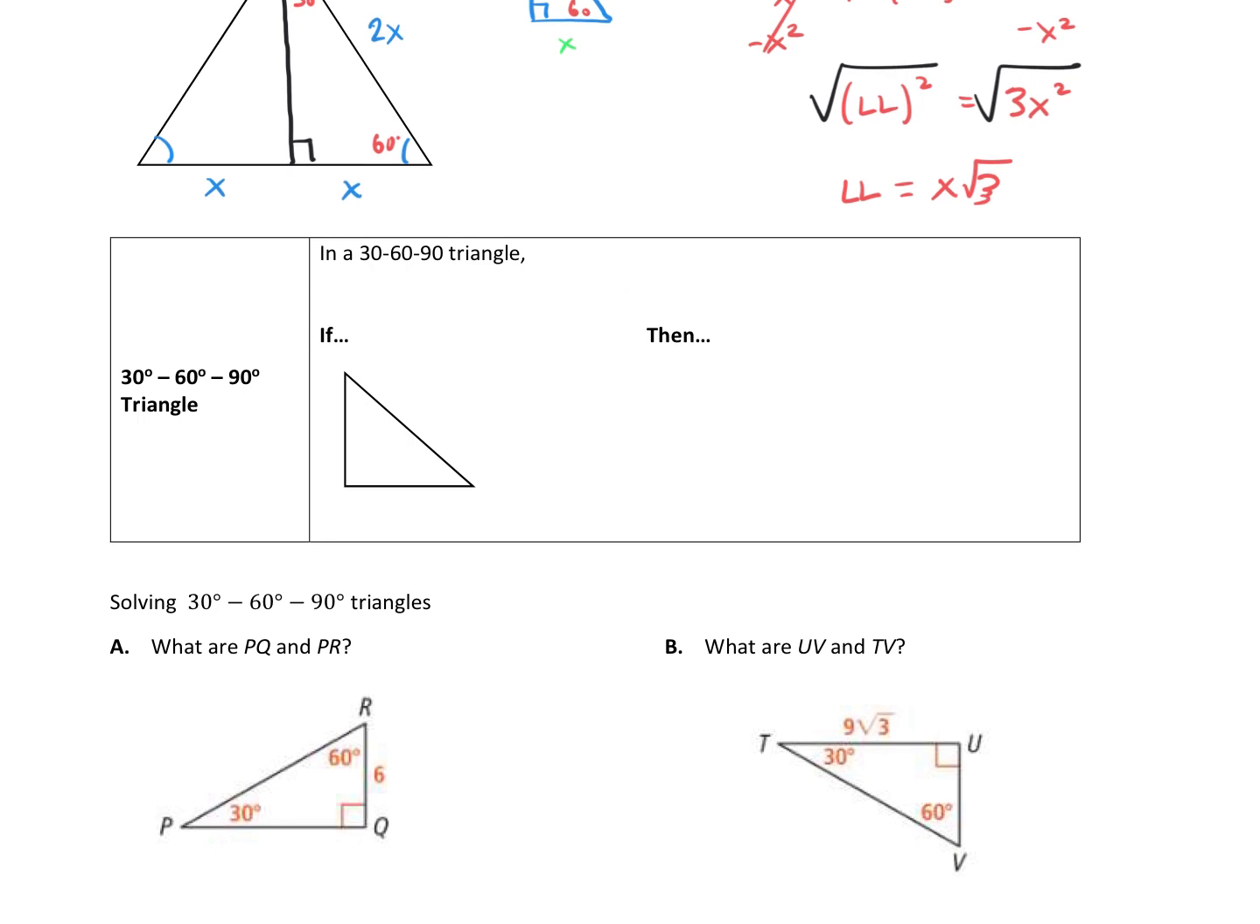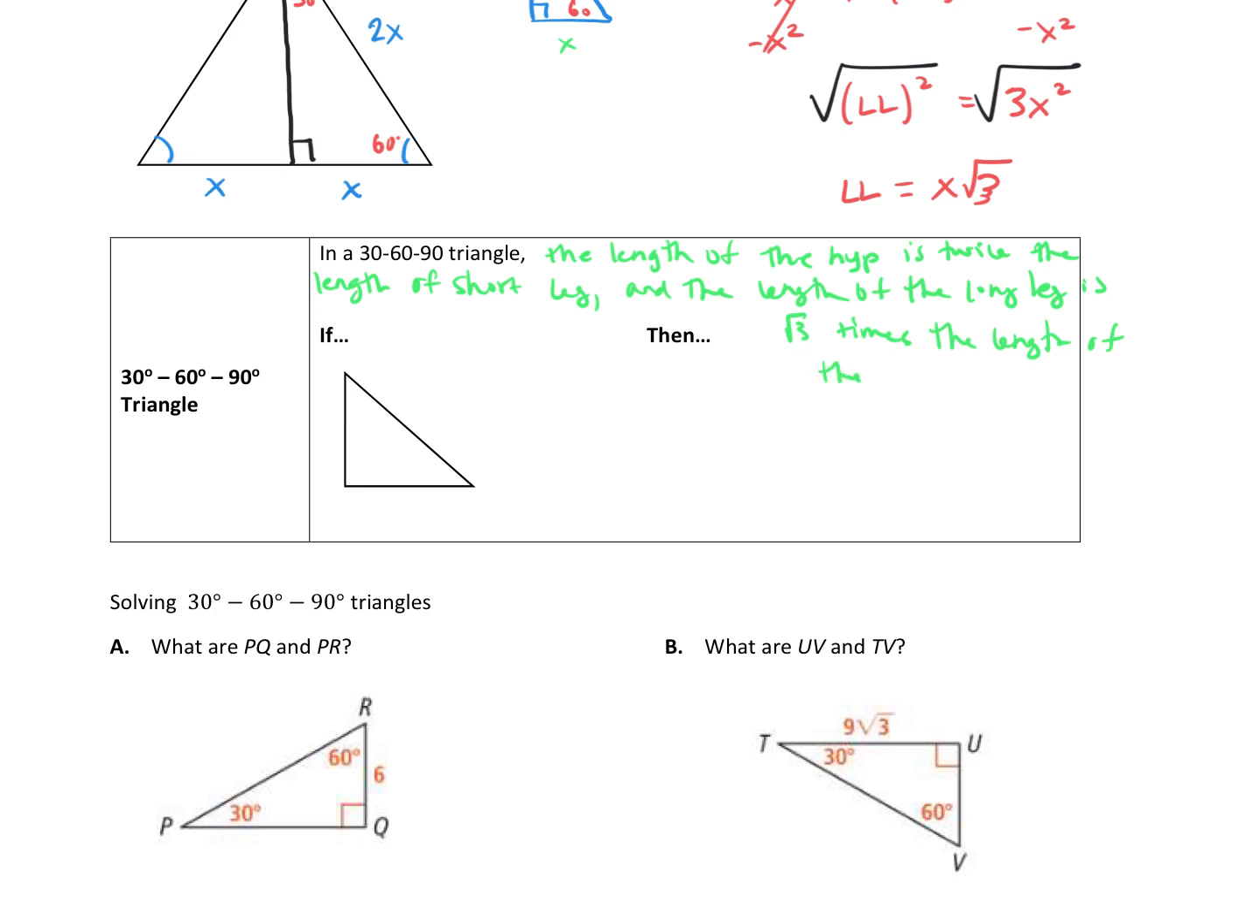In a 30, 60, 90 degree triangle, the length of the hypotenuse, I'm just going to abbreviate that HYP, is twice the length of the short leg, and the length of the long leg is square root of 3 times the length of the short leg. Not a lot of room to write that in, huh?